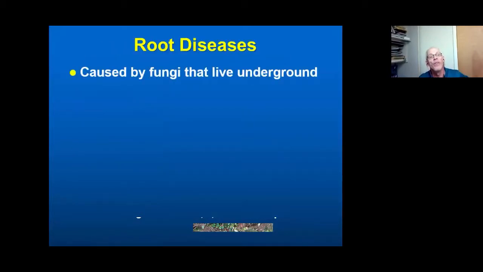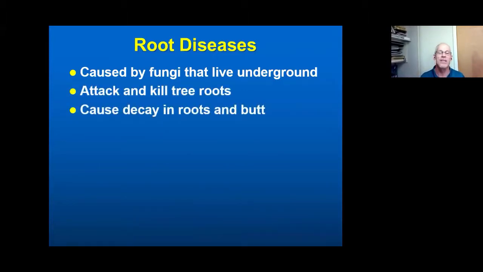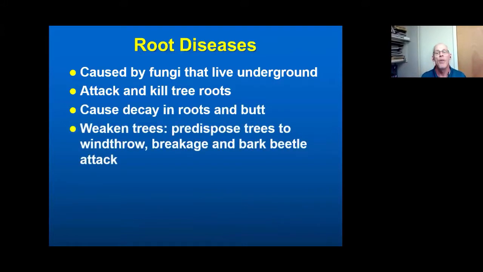Okay, so root diseases are caused by fungi that live underground, and I wanted to put together a little special section on these because a lot of people have a limited understanding and they're difficult to detect because they are largely underground. They attack and kill tree roots, and they cause them to decay as well. They weaken trees and predispose them to other agents that might be killing them, like bark beetles and that sort of thing. And they are what we call diseases of the site. Once you get a root disease in a particular area, fundamentally it never really goes away.